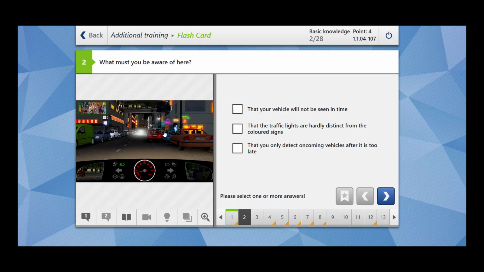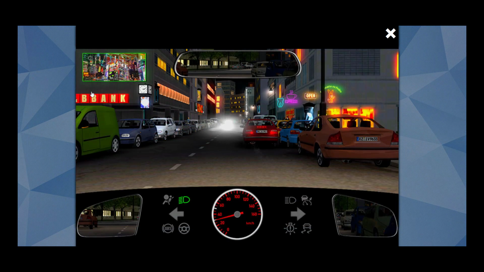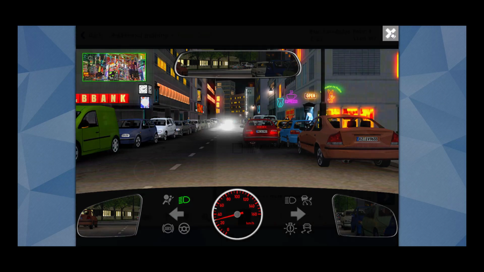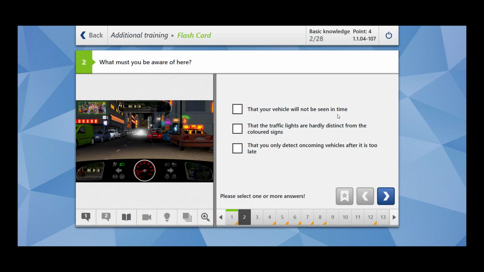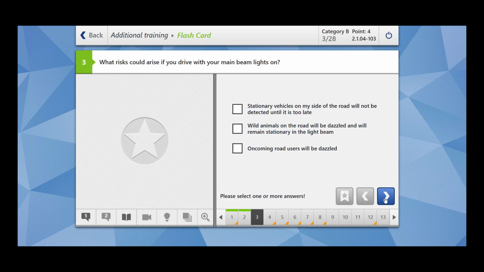What must you be aware of here? So what we see here, we see the lights all over, and here you can see a dazzling effect, so it's not clear which vehicle is coming from the other side. That your vehicle will not be seen in time, this could happen, as I said, because of the lights from the buildings, so your vehicle could not be seen on time. That the traffic lights are hardly distinct from the colored signs, this is also true. That you only detect oncoming vehicles after it is too late, this is also true. All the options are the correct ones.